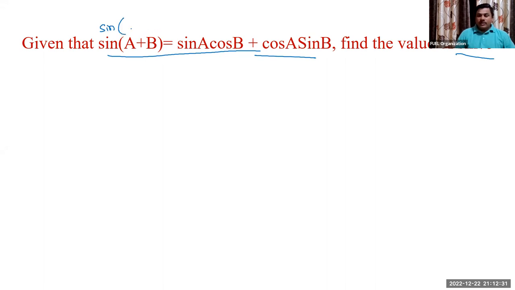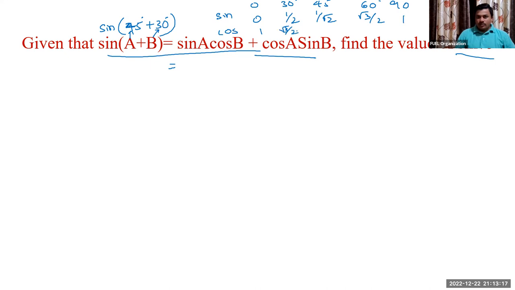Sine of 75, that one you can split as sine of 45 degree plus 30 degree. So totally 75. In place of A, 45 degree, and in place of B, 30 degree. Before that, you should know the values of 0, 30, 45, 60, and 90 degree. Sine: 0, 1 by 2, 1 by root 2, root 3 by 2, and the last one is 1. Similarly for cos, in opposite order: root 3 by 2, 1 by root 2, 1 by 2, and the last one is 0.